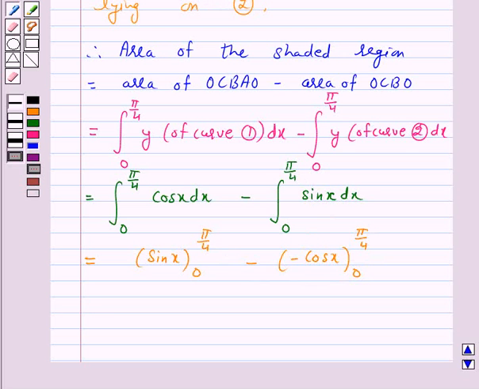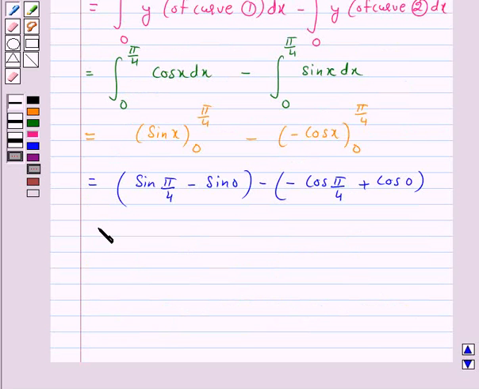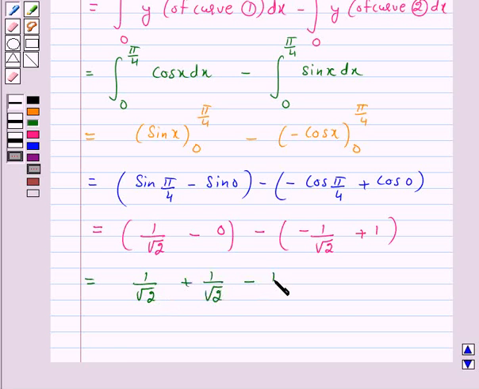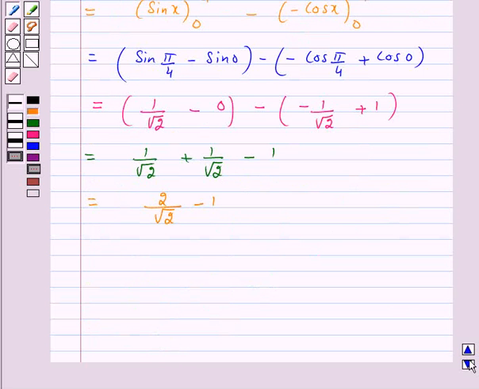And this is equal to sin pi by 4 minus sin 0 minus cos pi by 4 plus cos 0. Now this is equal to, now sin pi by 4 is 1 over root 2 minus sin 0 is 0 minus cos pi by 4, that is minus 1 over root 2 plus 1, and this is equal to 1 over root 2 plus 1 over root 2 minus 1, and this is equal to 2 over root 2 minus 1, and this is equal to root 2 minus 1. And this is our option B.